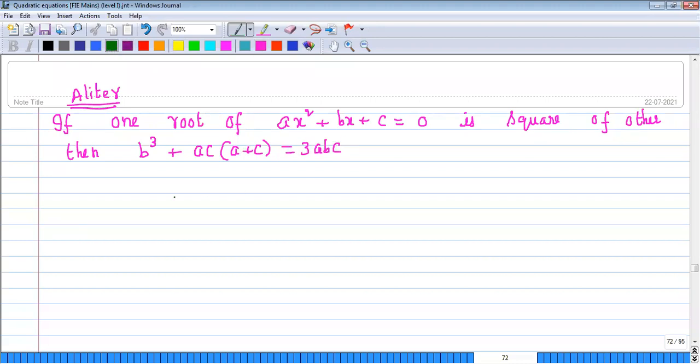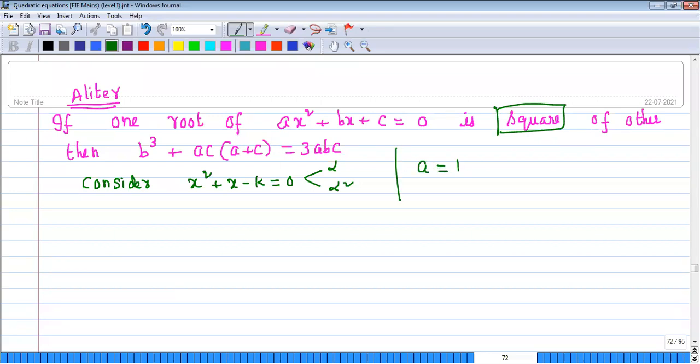Now consider the given equation. What is the given equation? x square plus x minus k is equal to 0. Now these roots are alpha and alpha square, that is square of the other. So now we have here a equals to x square coefficient 1, b equals to coefficient of x 1, constant term c is minus k. Substitute in this condition.